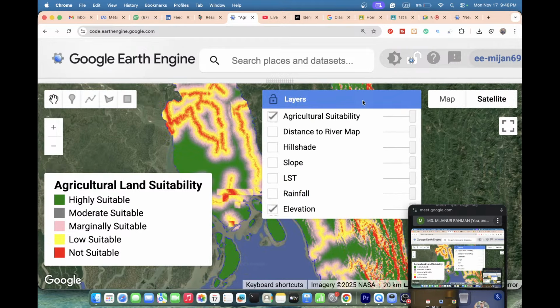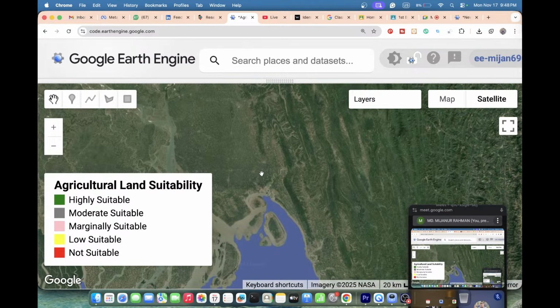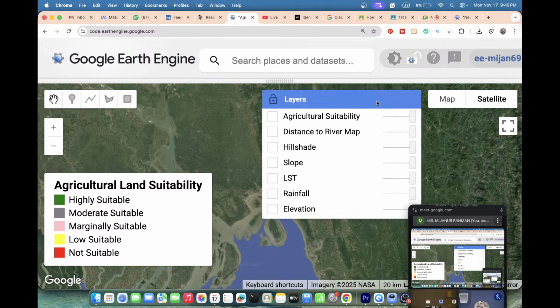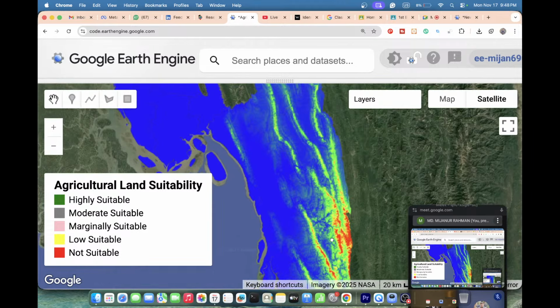So in this case, first of all, we need to create this type of factor. Okay, so which factor influences the agricultural land area. So if you check here, I add the elevation. So this is the elevation. We can easily get the data from NASA SRTM.